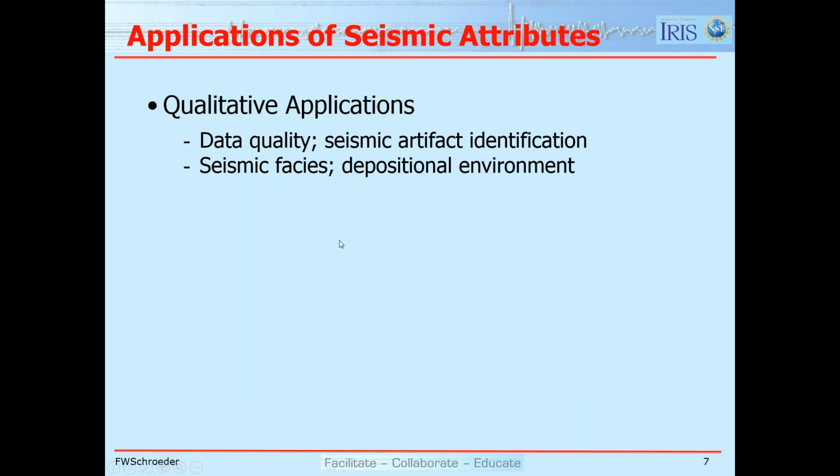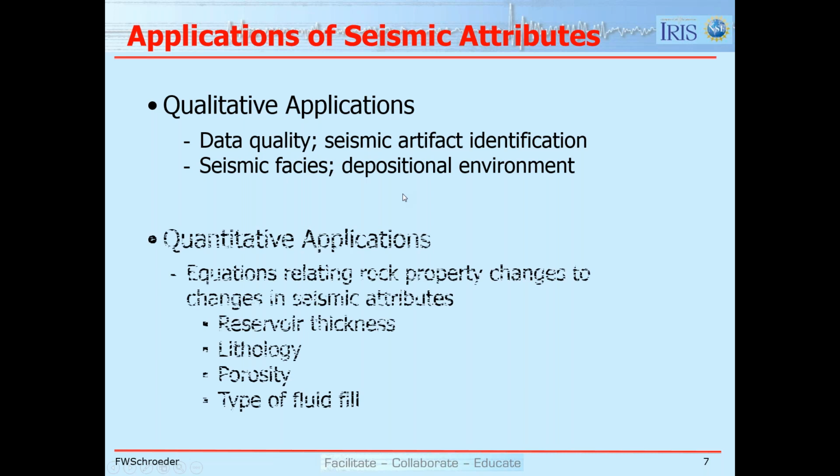There are two main types of applications for seismic attributes. One is a qualitative application. I'll show some examples of this. One qualitative application is data quality, trying to figure out how good the imaging is, or do I have minor or major seismic artifacts. Another qualitative application is seismic facies, trying to figure out depositional environments, and I have an example of that coming up.